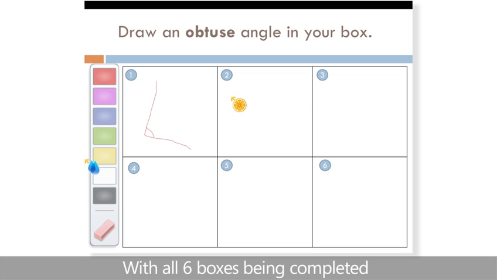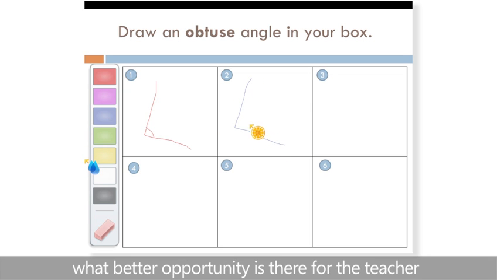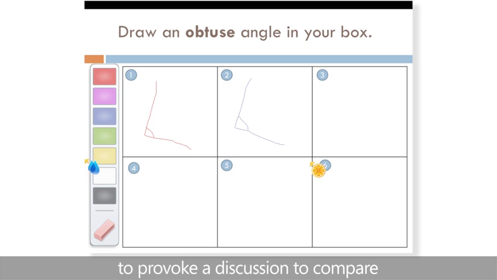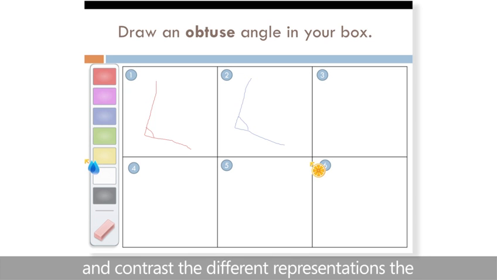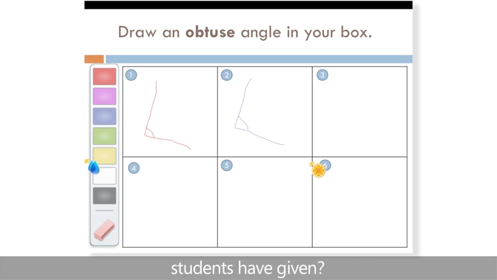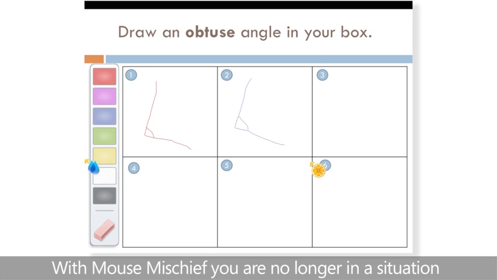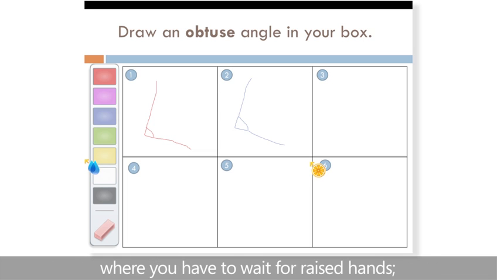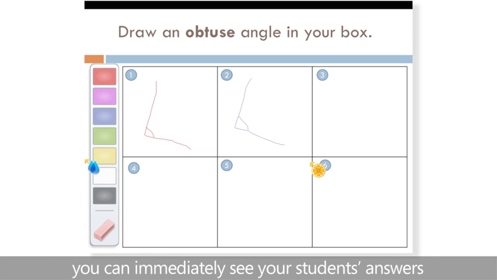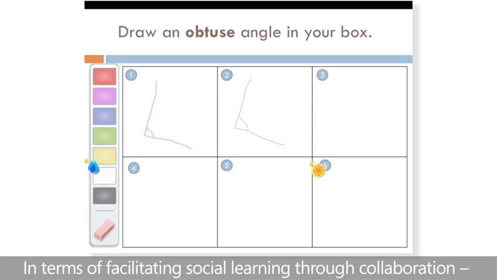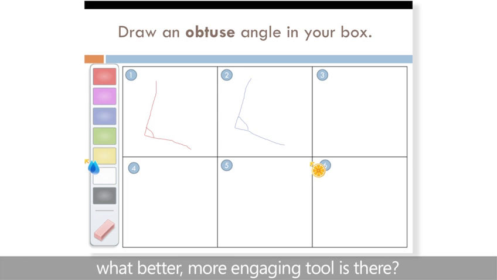With all 6 boxes being completed, what better opportunity is there for the teacher to provoke a discussion to compare and contrast the different representations the students have given? With Mouse Mischief, you're no longer in a situation where you have to wait for raised hands. You can immediately see your students' answers on a shared screen. In terms of facilitating social learning through collaboration, what better, more engaging tool is there?